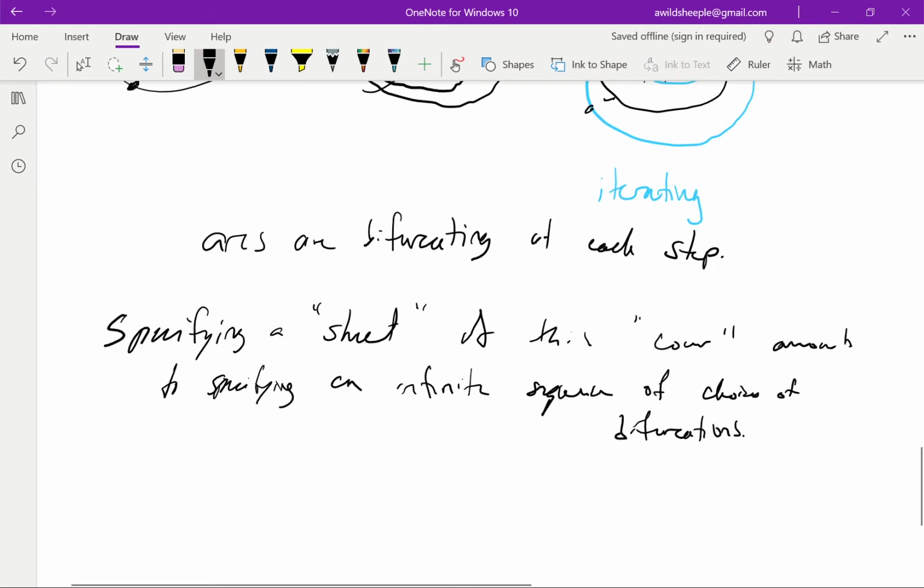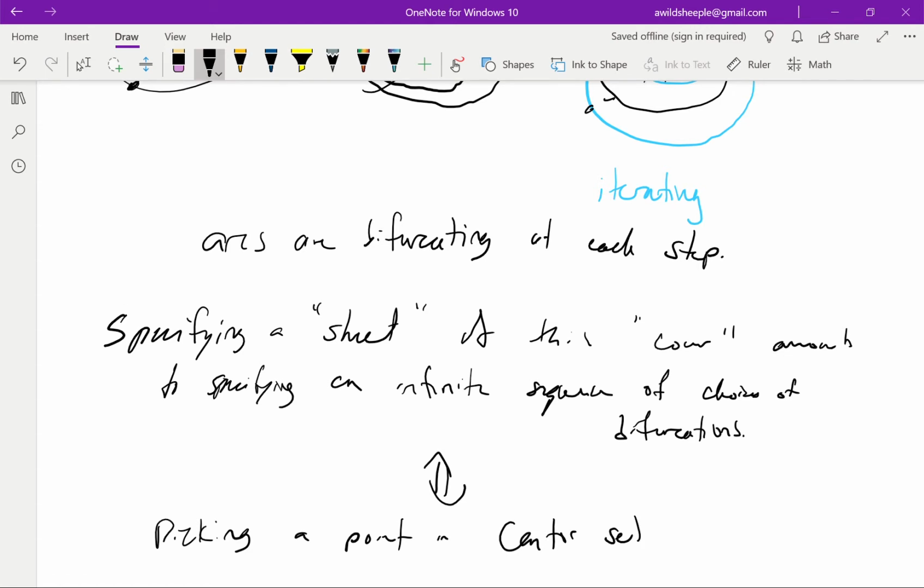But that's the exact same thing as picking a point in the Cantor set. So this is an odd space, to say the least. Let me show you one interesting thing about this, right?